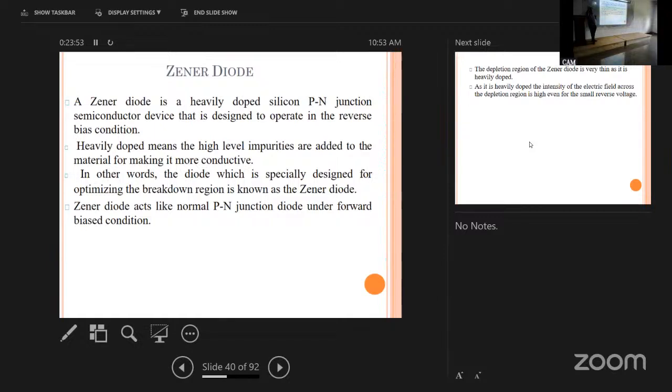A diode will act as forward bias on, reverse bias off, whereas a Zener diode will act as forward bias on, reverse bias on. So what modification is required to manufacture the Zener diode? A Zener diode is nothing but a heavily doped diode.